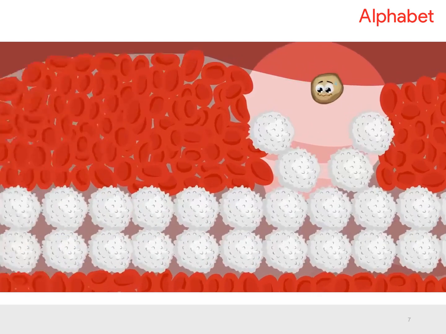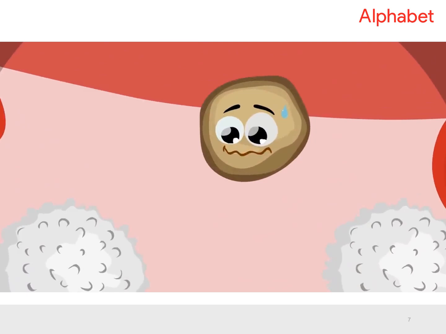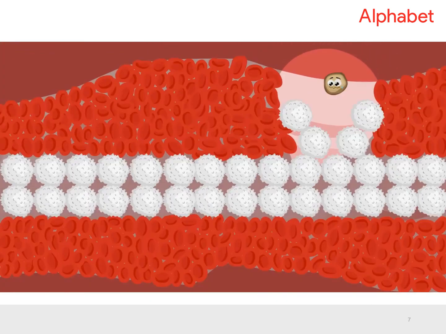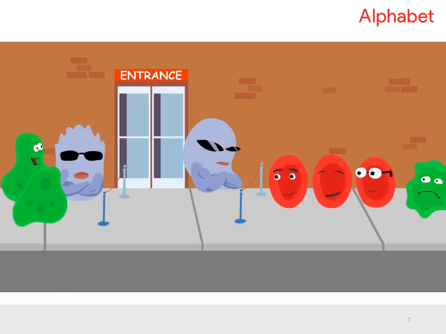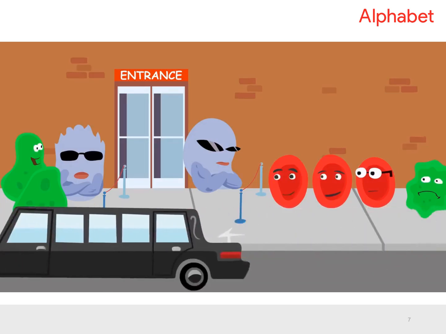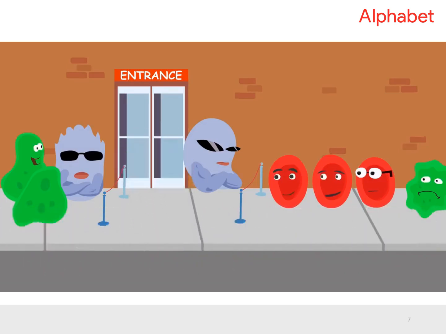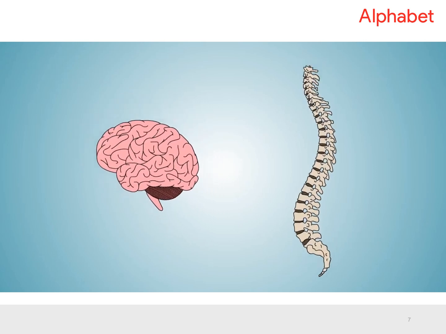Sometimes, however, the intruder may not be a germ, but rather a harmless thing like a dust particle. The body still causes a full immune reaction to this intruder, which is how allergic reactions occur. In the fortress of our body, the leukocytes are VIPs. They have an all-access pass to the body, except, of course, to the brain and spinal cord.